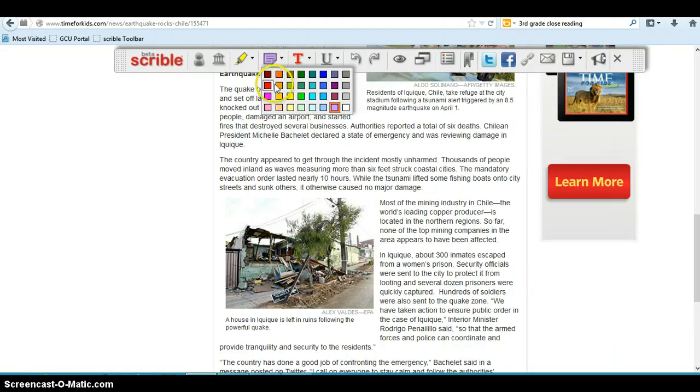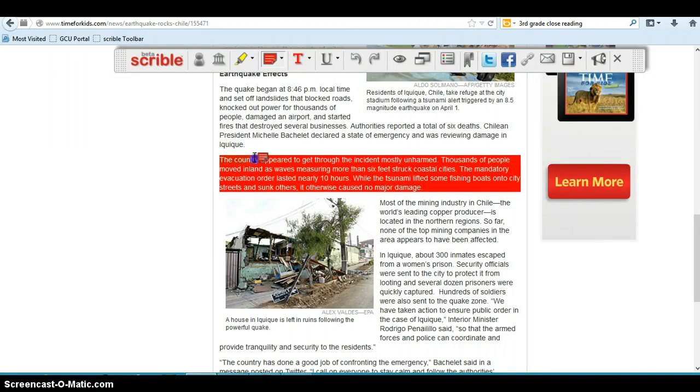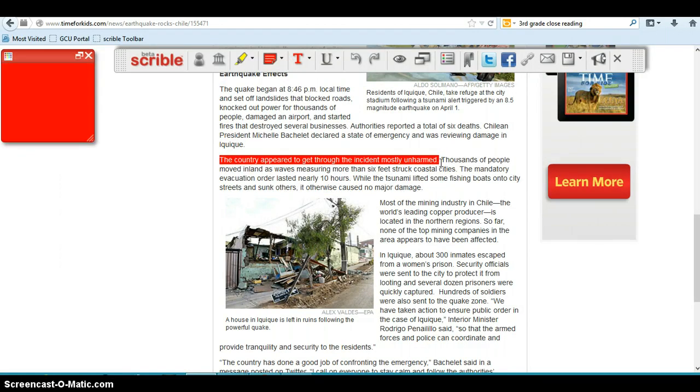I'm going to change the color of my sticky note because I'm doing a new annotation now. And I can highlight. I'm going to highlight that sentence. And I remember for something surprising, I simply need an exclamation point, because that was something that surprised me. I'm going to add a little bit more detail. I'm going to say, it surprises me that there was not more damage from the earthquake. This is a good surprise, but it is still a surprise.